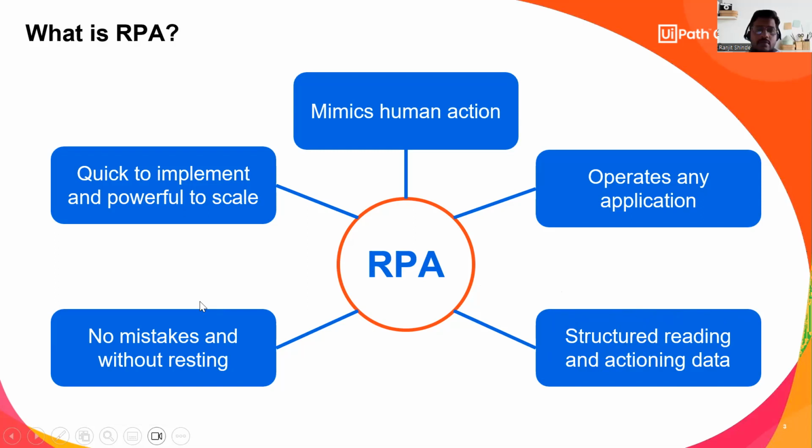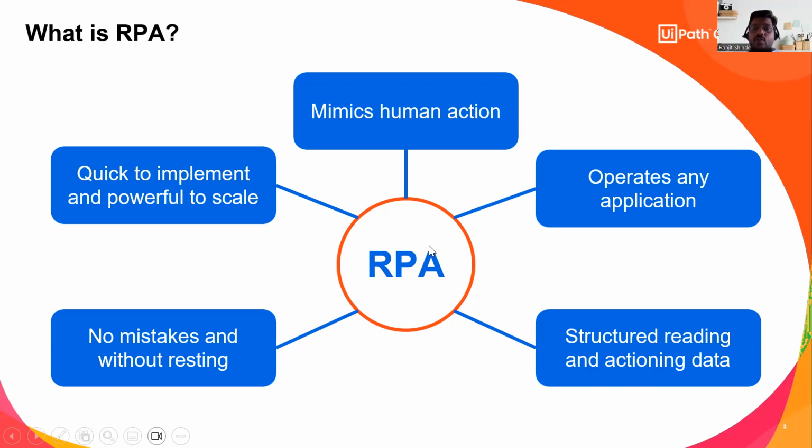Another point is no mistakes and no wasted time. No mistakes means, whenever I want to integrate an application with the RPA, let's take an example: suppose I want to fill in a Google form manually. At that time, the human may make some mistake, like a spelling mistake, or something with an attachment for that particular form.